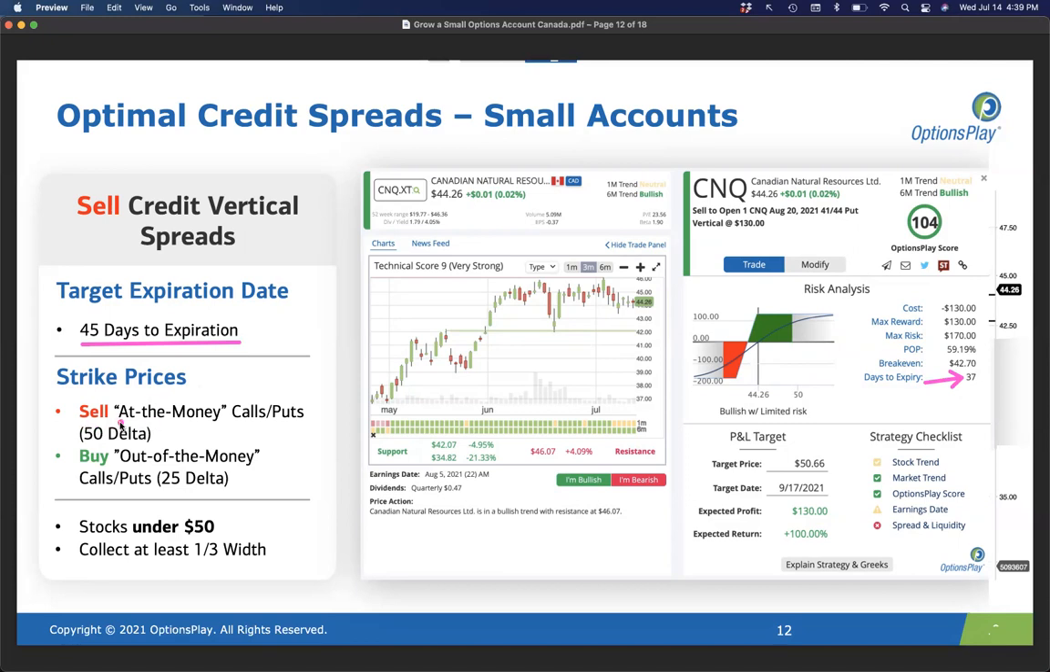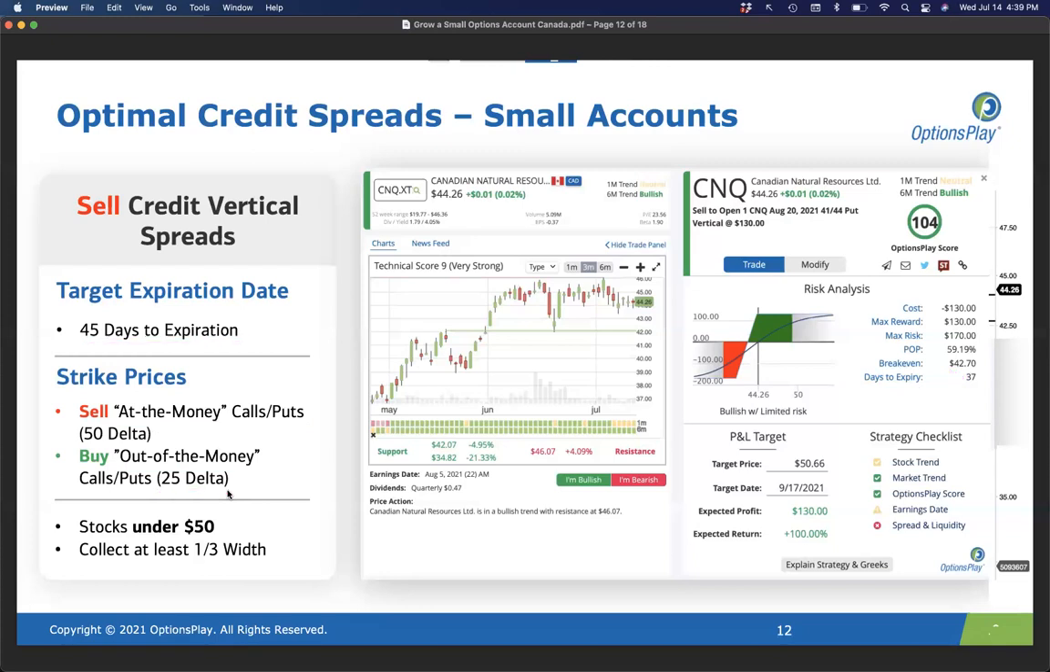And what you want to do is sell an at-the-money call or put. So you would sell puts if you're bullish, you would sell calls if you're bearish, and you want to buy back an out-of-the-money call or put against that, roughly a 25 delta, to offset the unlimited risk nature that you're taking on if you were to just outright sell the put or the call.